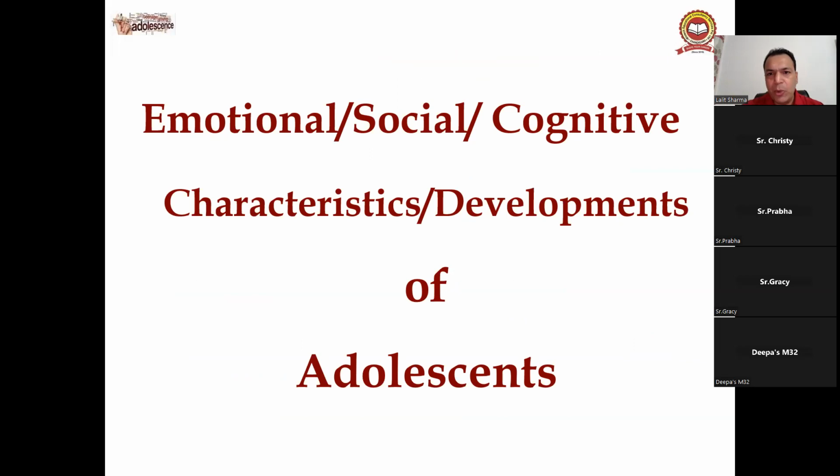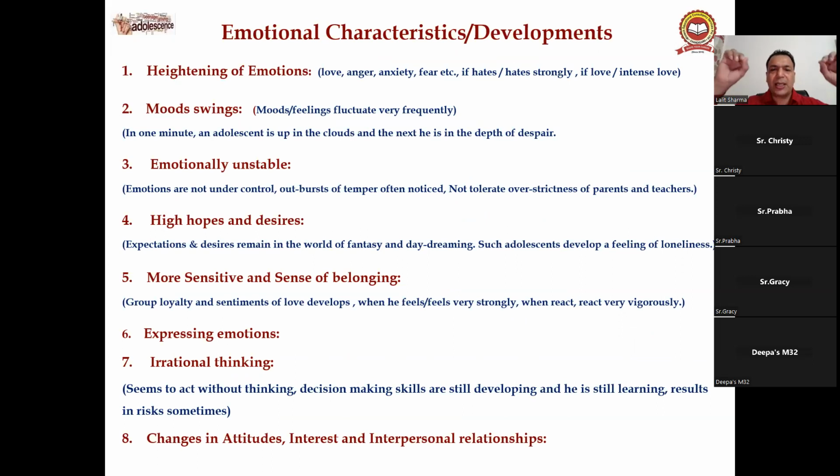Now we discuss the emotional, social, and cognitive characteristics or developments of adolescents. First we will discuss the emotional characteristics or developments of adolescents. Number one is heightening of emotions. You all are aware of that. You have undergone this age. Guys, in this age, they develop heightening of emotions: love, anger, anxiety, fear. If they love someone, they love very strongly. If they hate someone, they will hate very strongly. Right? Heightening of emotions.